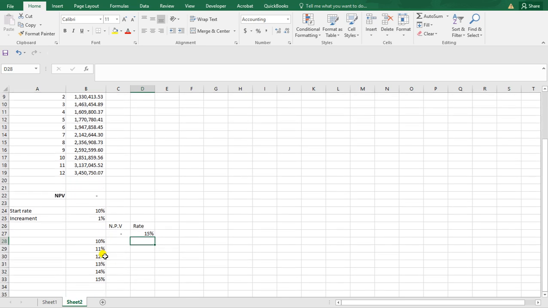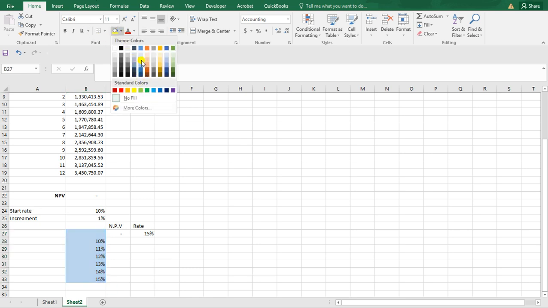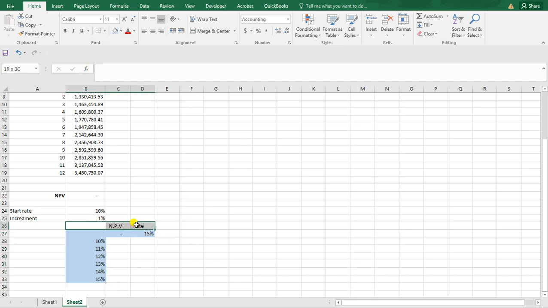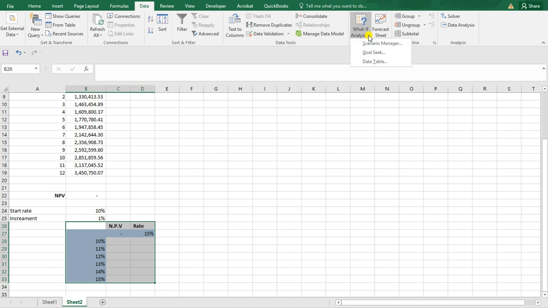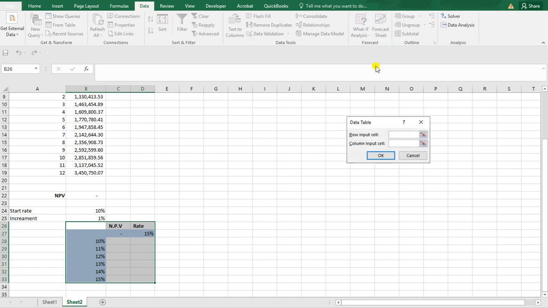So that inserting our table, this is a one variable data table because I'm having the one variable that is changing, right? So I'm going to highlight all this. First of all, let me have this so that you can understand it clearly. I can have it in a different format, just formatting it to be kind of neat. So I'll have to highlight our data. Then we come to data, what-if analysis. This time around I'm going to use data table.